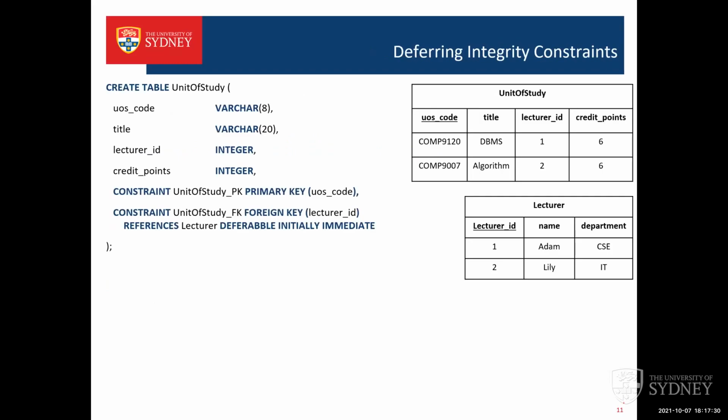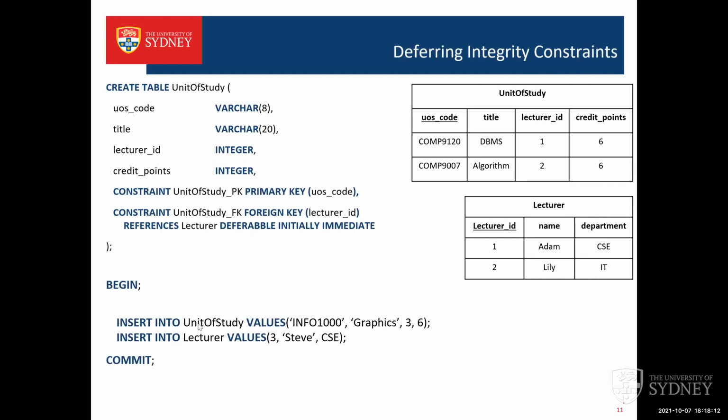Why or how might that happen? Let's have a look at a very simple example. Think about I have these two tables, unit of study and lecturer. Lecturer ID is the primary key. In unit of study, unit of study code is the primary key, and lecturer ID is the foreign key, referencing lecturer. This part should be understandable. Deferrable, but initially immediate. Deferrable means I can defer that one inside the transaction, if you remember from week 6. Initially immediate means after every statement we will check whether everything is fine or not.